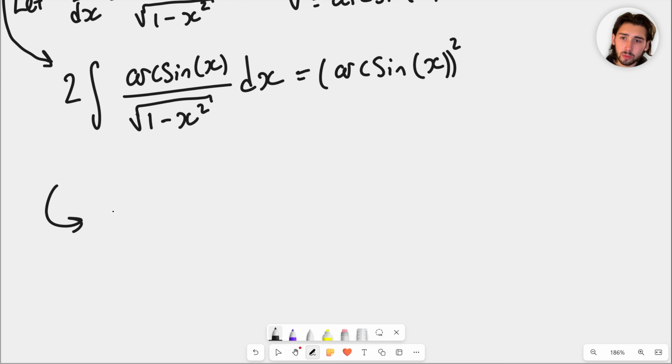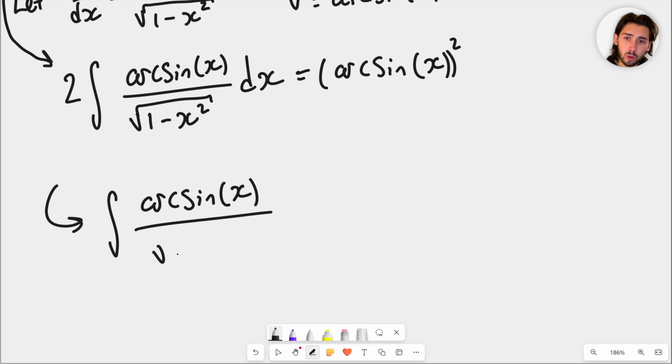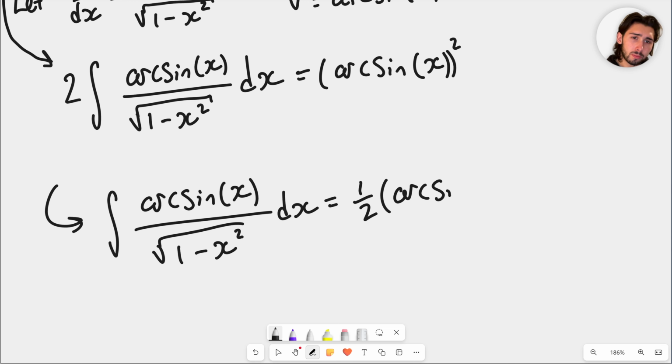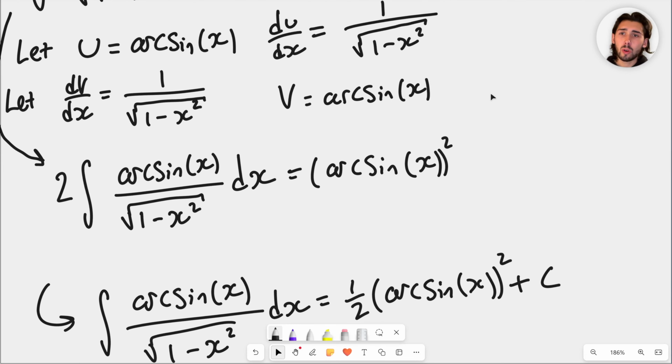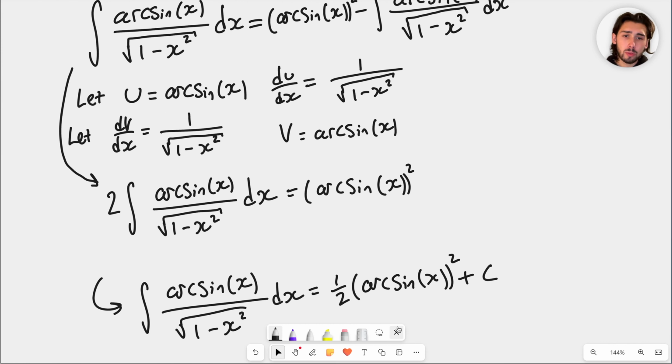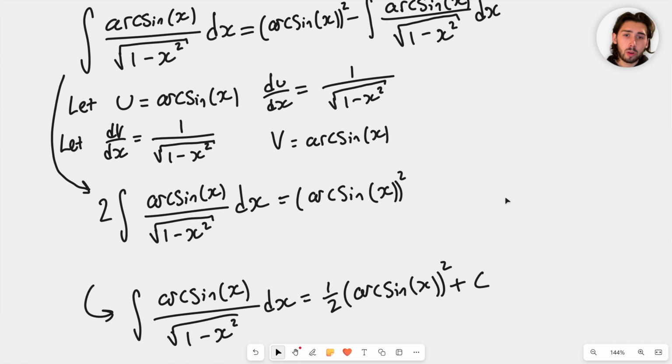then we get that the integral that we're looking for, the integral of arc sine x divided by the square root of 1 minus x squared with respect to x, is just half of arc sine x squared. And then we can finally add our plus c on the end. And so this is what we get. We actually get that the integral of arc sine x over the square root of 1 minus x squared is 1/2 arc sine x squared plus c.